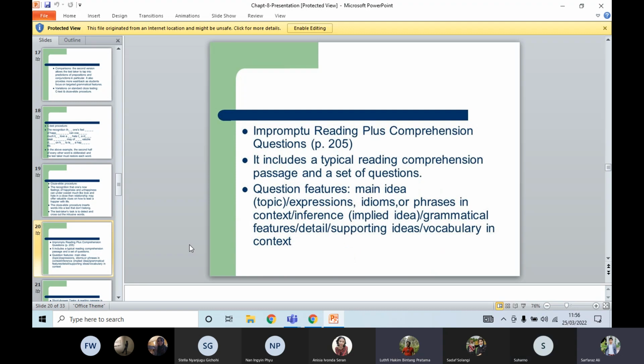Yes, and another part of the presentation and the chapter was the interpretive reading plus comprehension questions. Interpretive reading plus comprehension questions includes the typical reading comprehension passages and a set of questions. The questions feature some of the main idea or the topic, such as expressions, idioms, or phrases, or context inferences, or grammatical features, detailed supporting ideas, or vocabulary in context. These all are the features of questions that are usually represented in a number of comprehension questions.